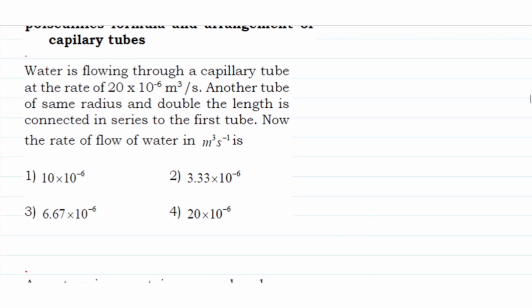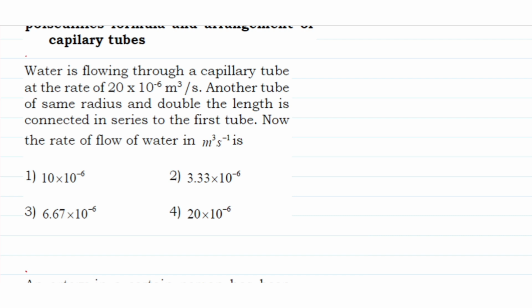Here the first question says water is flowing through a capillary tube at the rate of 20 into 10 power minus 6 meter cube per second. Another tube of the same radius and double the length is connected in series to the first tube. Now they are asking the rate of flow of water.